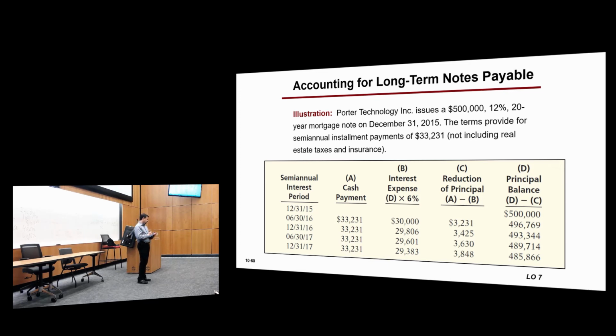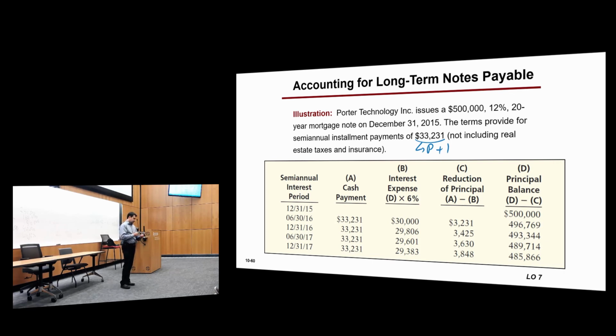The terms provide for semi-annual installment payments of $33,231. That's semi-annually. Every 6 months, the company will make this payment. Now, this payment is made up of two parts: principal plus interest. The amounts of principal versus interest will change with time. Originally, you start with very high interest and very little principal. With time, you'll start paying more principal and less interest.